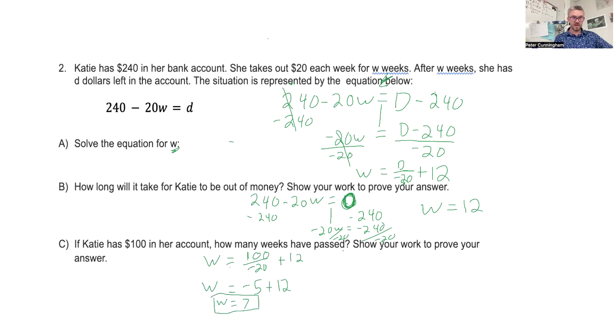7 weeks to end up having $100 in your account because you started with 240, right? You lost $140 in 7 weeks, $20 at a time. Makes sense. All right. On to the next one.